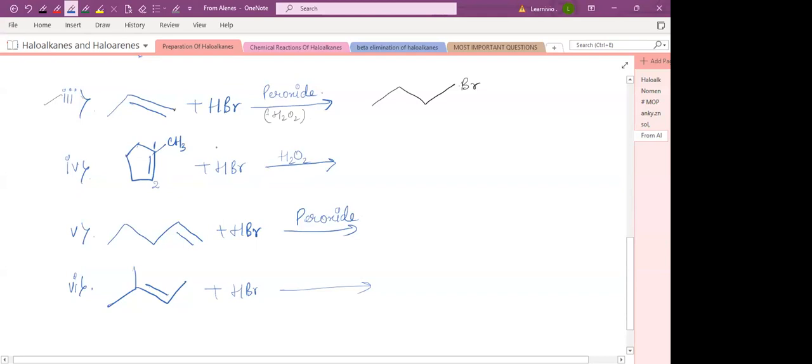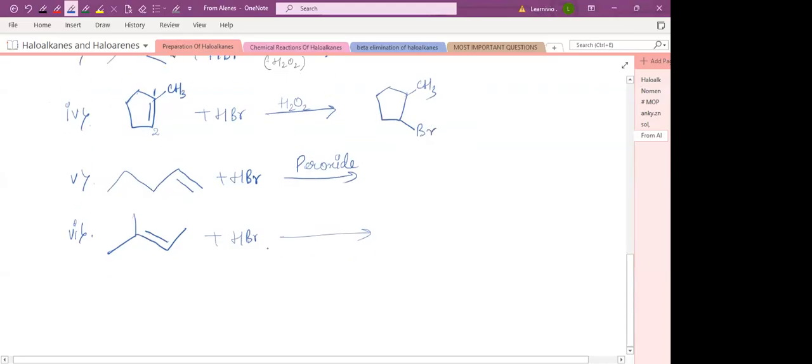If the peroxide is present, then what will be the product? Yes, Muniba? It attaches to the second carbon. So this will be your product. Now next one, the fifth one. Do the fifth one.